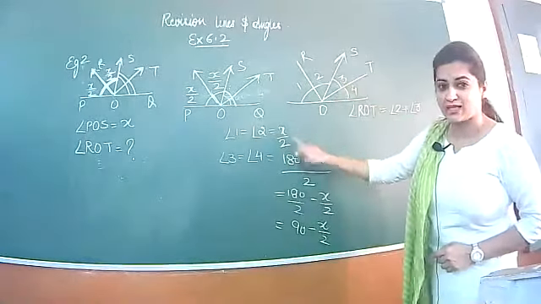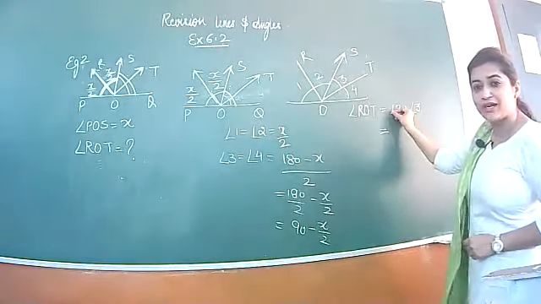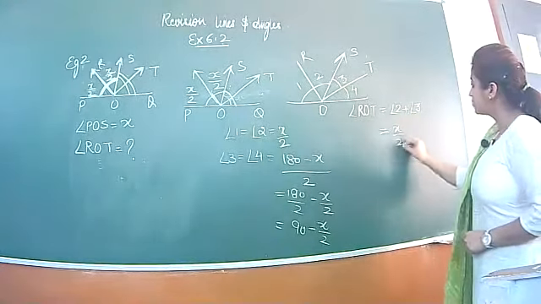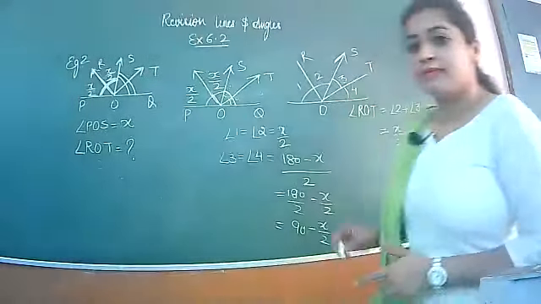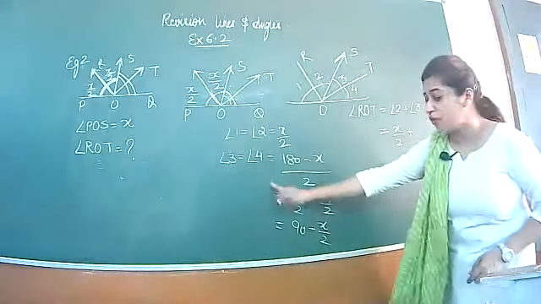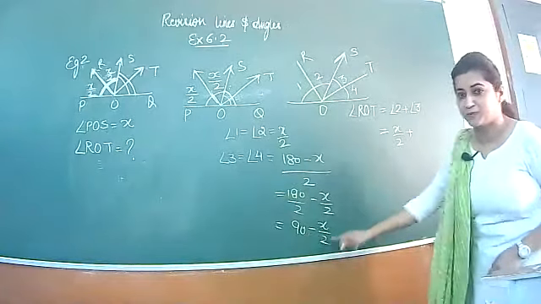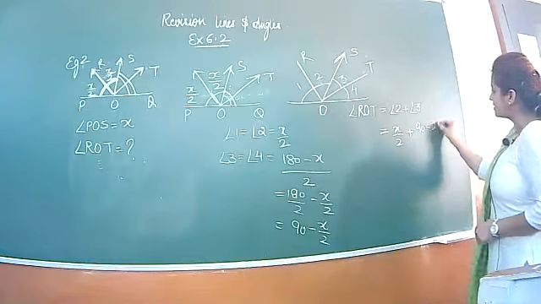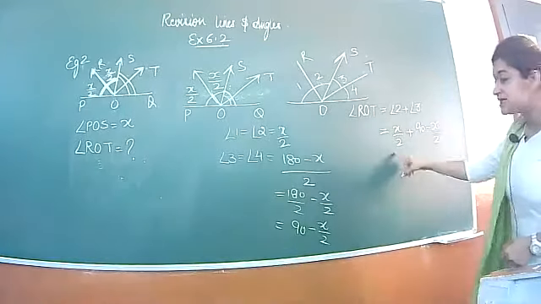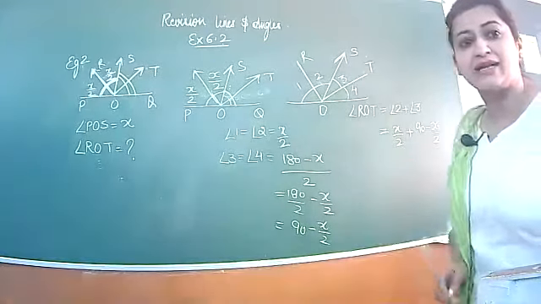Angle 2 is x by 2. So put the value of angle 2, that is x by 2. And angle 3, that we have got earlier, is 90 minus x by 2. So put the value of angle 3, that is 90 minus x by 2. Can you see these two terms? They are exactly the same.